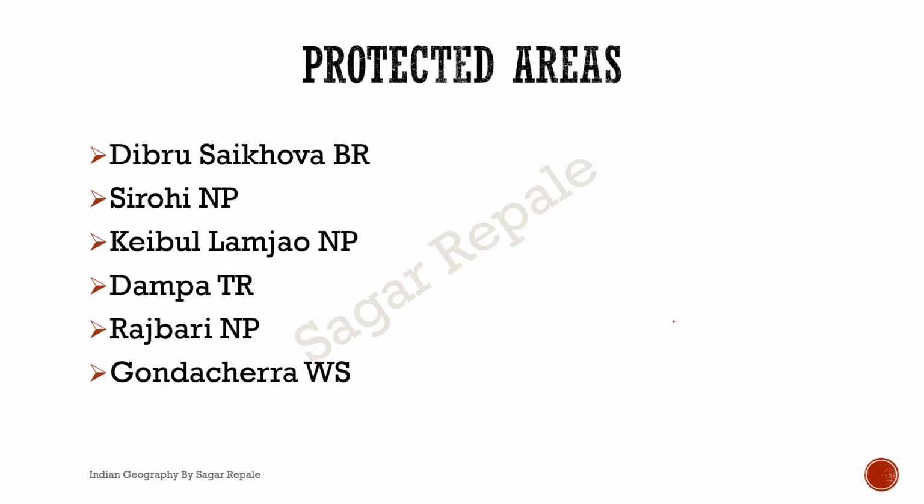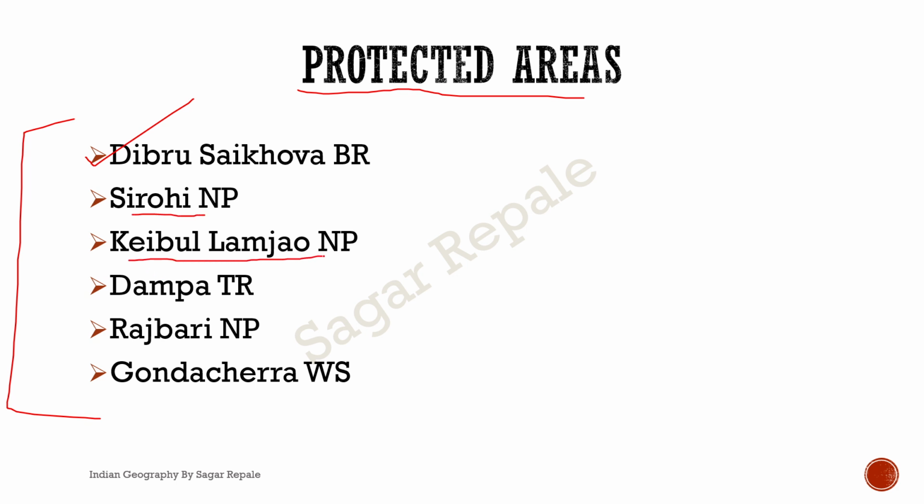This is Sangai Day. Next, let us talk about the important protected areas. Protected areas are also the hot topics. After completing the physiographic divisions, we will talk in detail about the protected areas. For now, just remember the important protected areas in the Purvanchal Himalayas. So Dibru-Saikhowa Biosphere Reserve is located at the border of Arunachal Pradesh, Assam and Nagaland. Then there is Sirohi National Park, Kaibul Lamjau National Park.